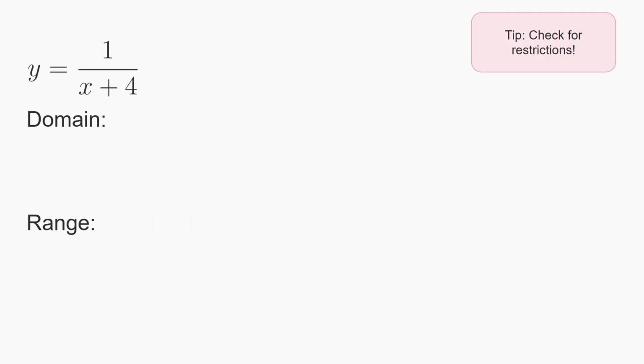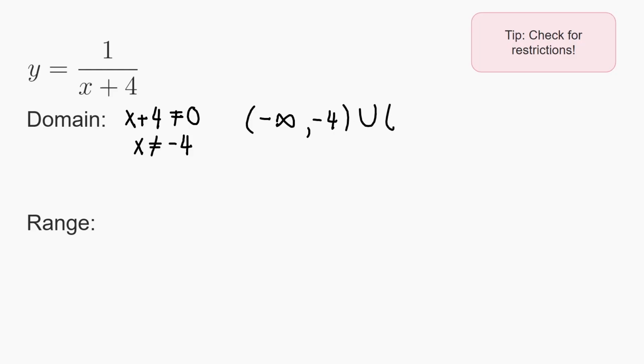Now, what about this question? We have y equals 1 over x plus 4. Like I said before, we can't have a 0 in the denominator, because 1 divided by 0 is undefined. So because of that, we know that x plus 4 cannot equal 0. And that seems to be our only restriction. So as you can see, x cannot equal negative 4. So we can write this as negative infinity to negative 4 union with negative 4 to infinity. As you can see, we're using parentheses here because we're not including negative 4 in the domain.